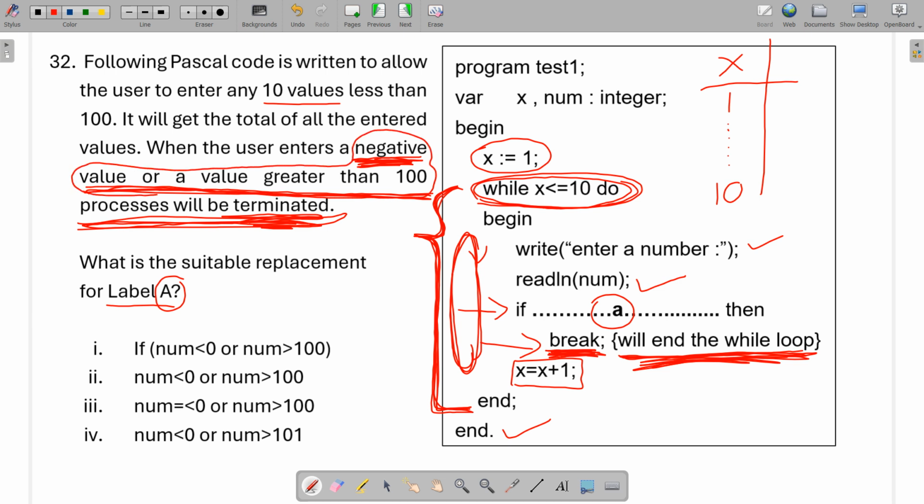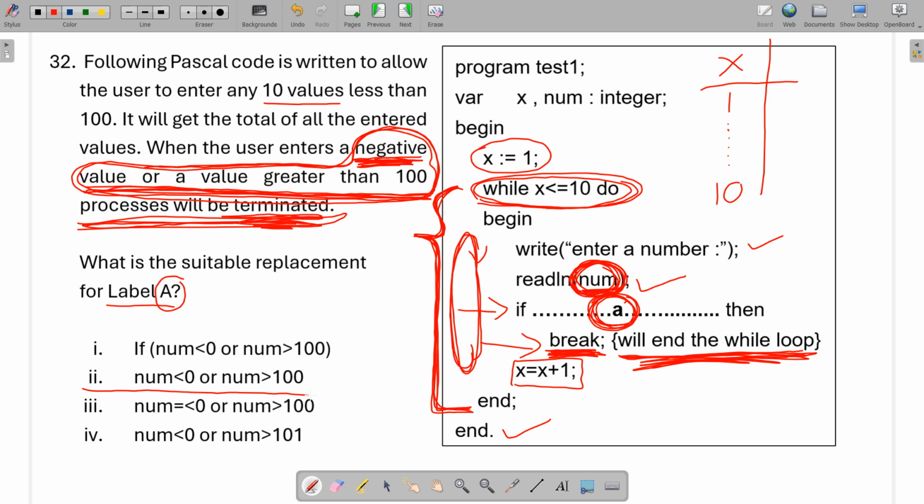So it needs to check whether the value is either less than 0 or larger than 100, right? They are reading the user entered value into the variable called num. So in position A, they have to check if num is less than 0 or larger than 100. So the answer should be the second one, num < 0 or num > 100.